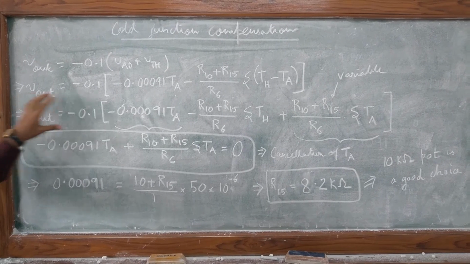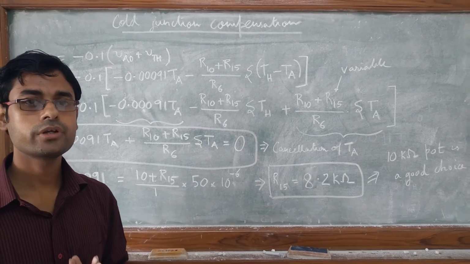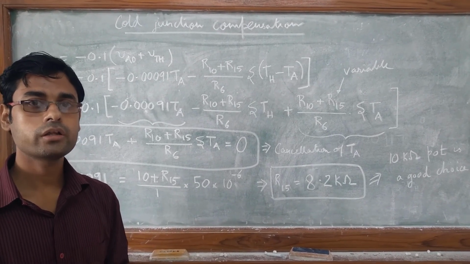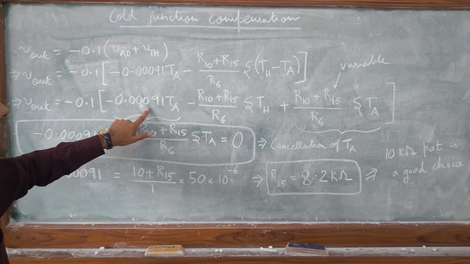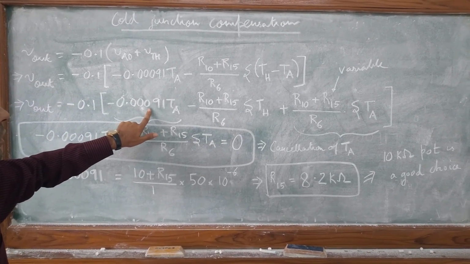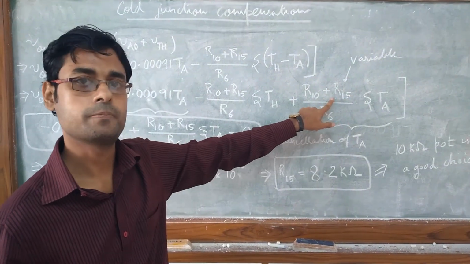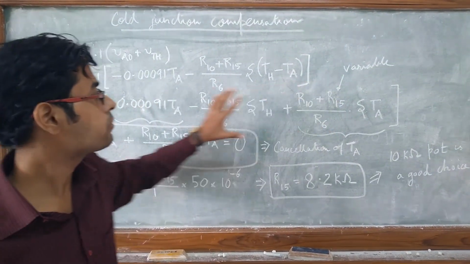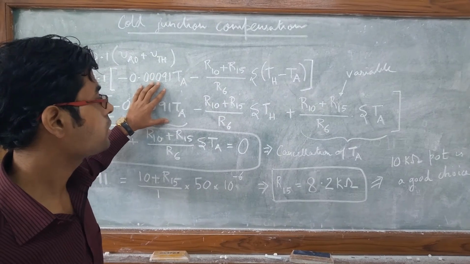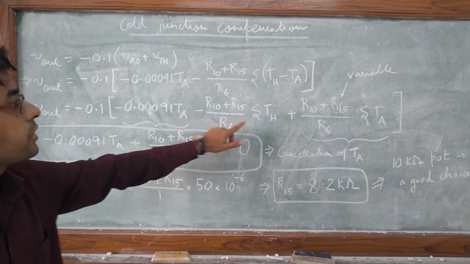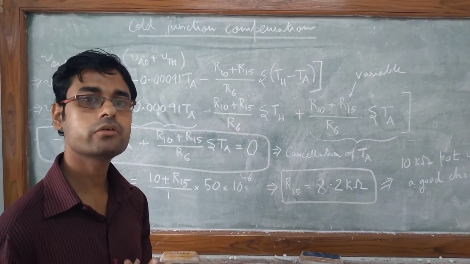Now the critical point from this equation is that we wanted the display in terms of TH, and we did not want TA to come into the picture, or in other words, we wanted to do the cold junction compensation. So what we have to do over here is eliminate TA from these two terms by making use of this variable R15. If we can get TA to be equal to 0, or in other words, cancel out TA by employing these two terms, then our output voltage will simply be a function of the temperature of the hot junction or the process temperature. So this is the key ingredient here.